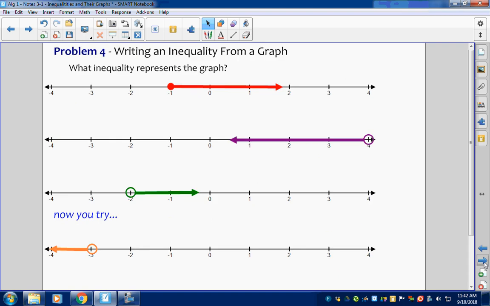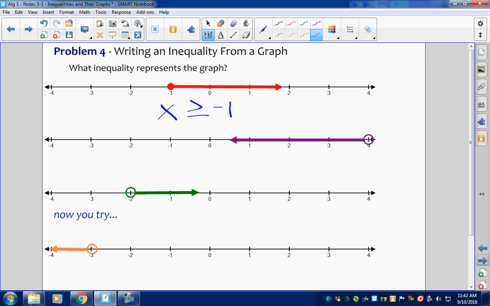What about going the other direction? This is what we do in math. Here's the inequality, you graph it. Now here's the graph, you write the inequality. What's this say here? x is equal to, so put a line underneath, and also greater. So it's greater than or equal to negative 1 for that one. That's this one up here.